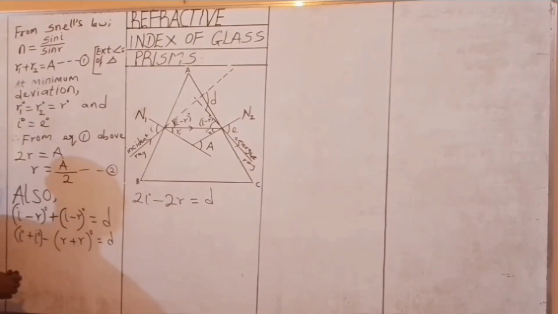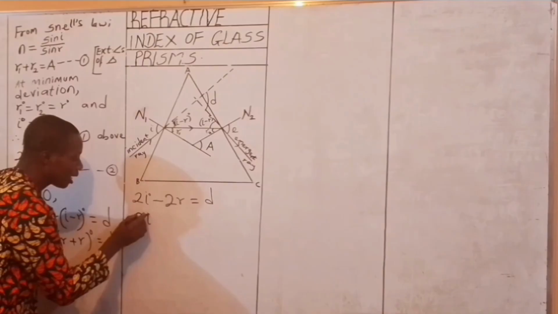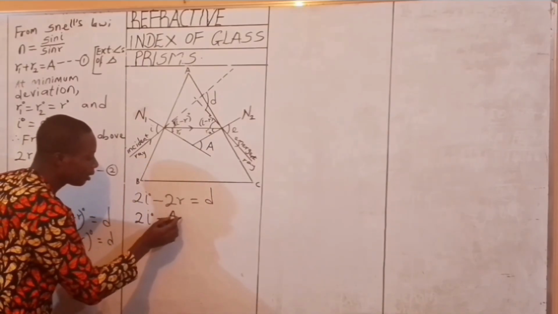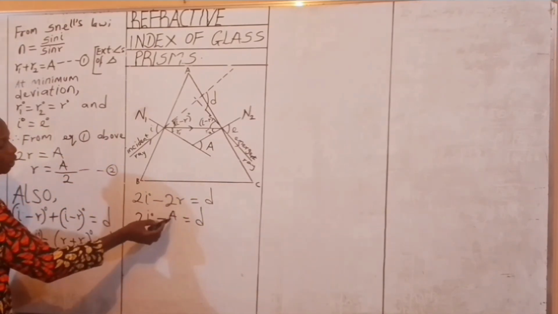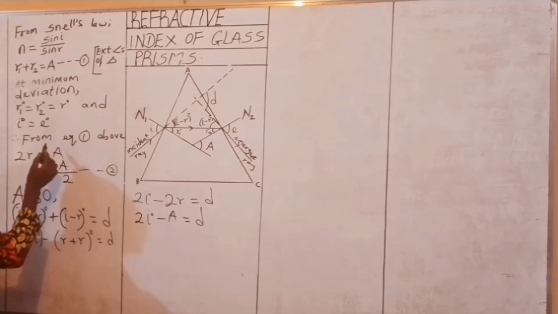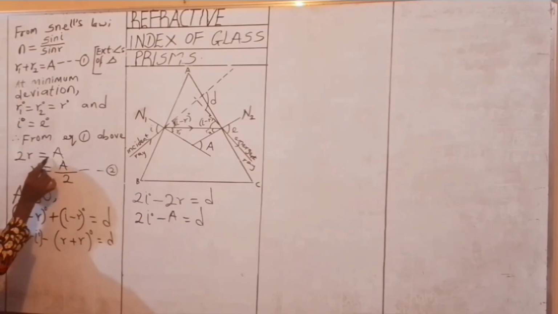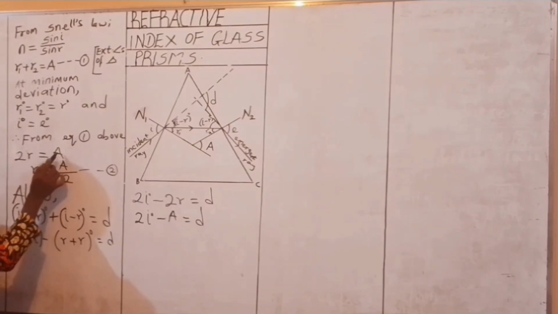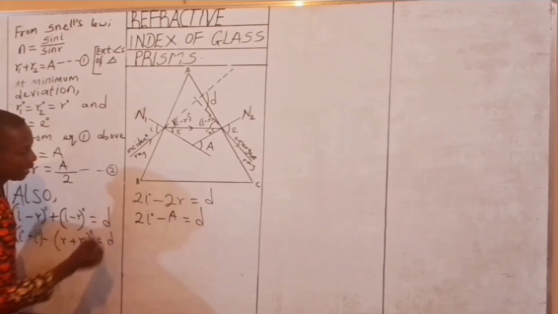So we then write that 2i minus A equals D. Don't forget 2r is equal to A. Come here and see it yourself. Look at it here: 2r equals A. So whenever you find 2r, replace it with A. That's what we have done. We have replaced the 2r here with A.